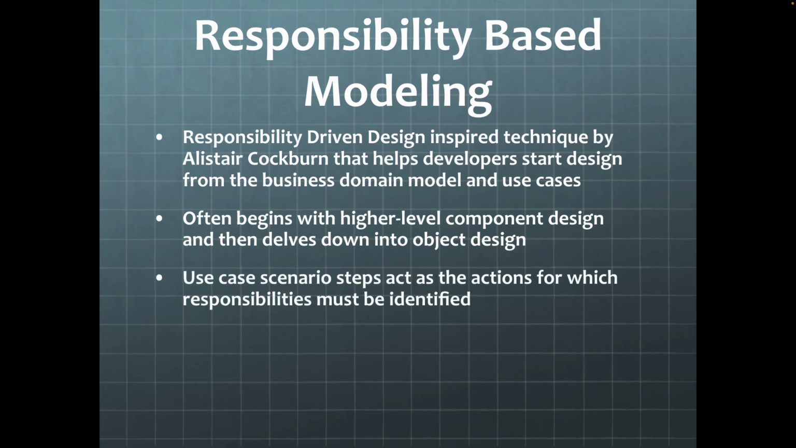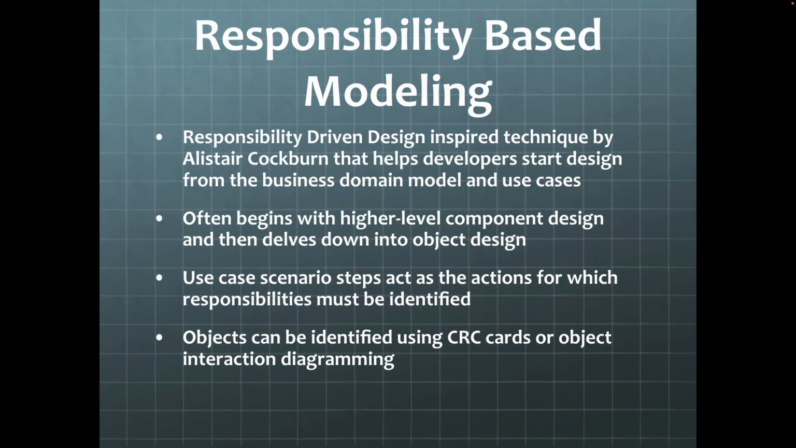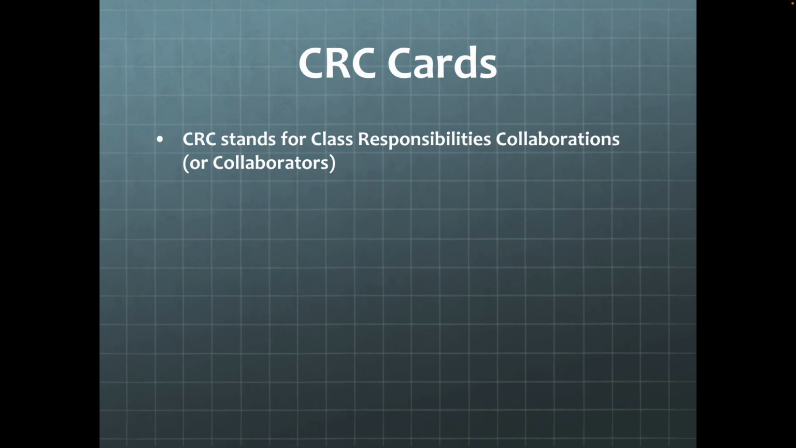The key thing about it is that it uses use case scenario steps as the actions for which responsibilities must be identified. Objects can be identified using CRC cards or object interaction diagramming. So CRC cards stand for class responsibilities collaborations or collaborators. That's a technique for coming up with objects on real paper. Every time you come up with a new object, let's say address, I put address on the top as the name of the object. On the left side, I put the operations, like the responsibilities.